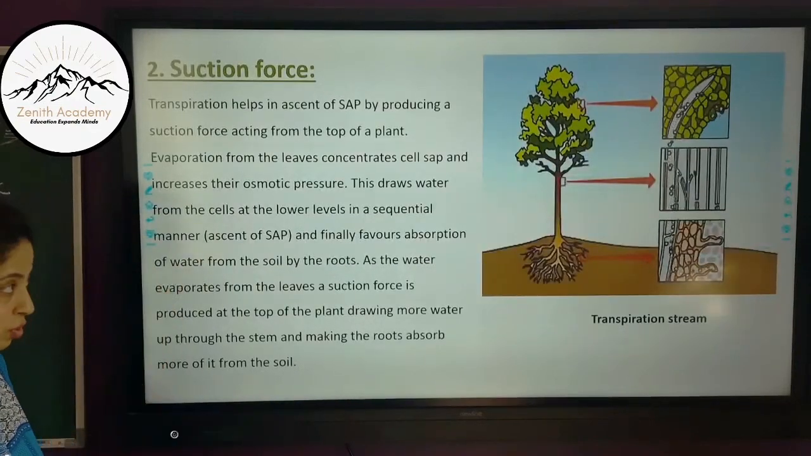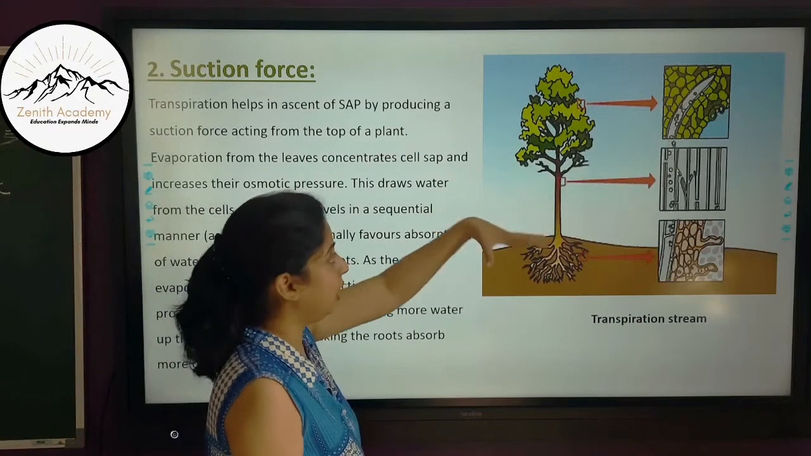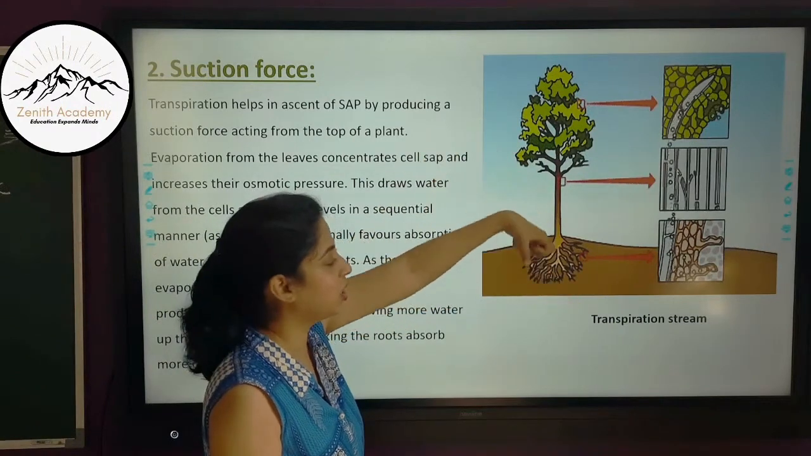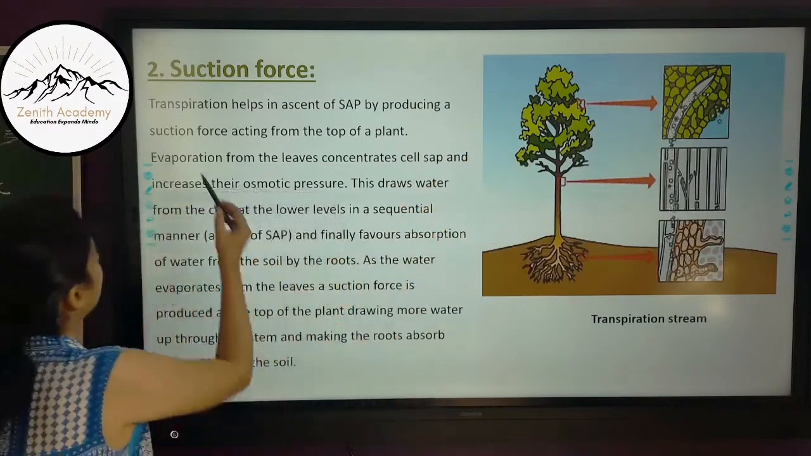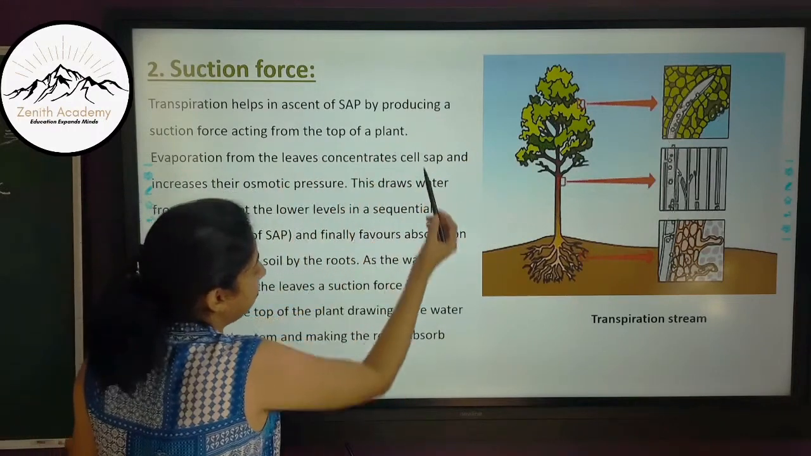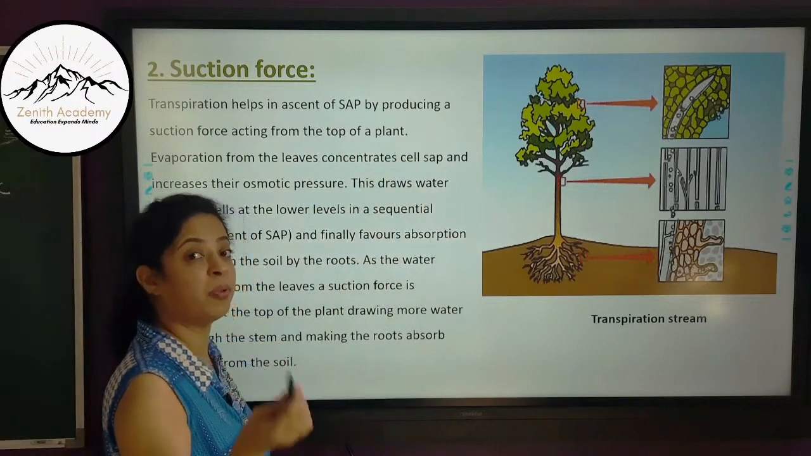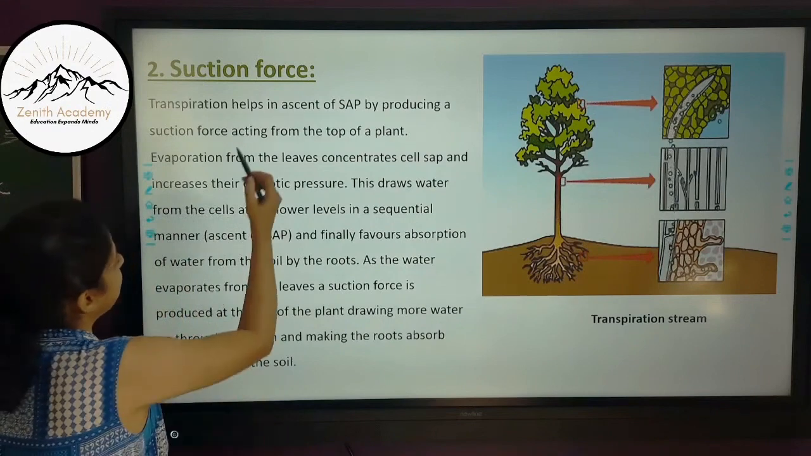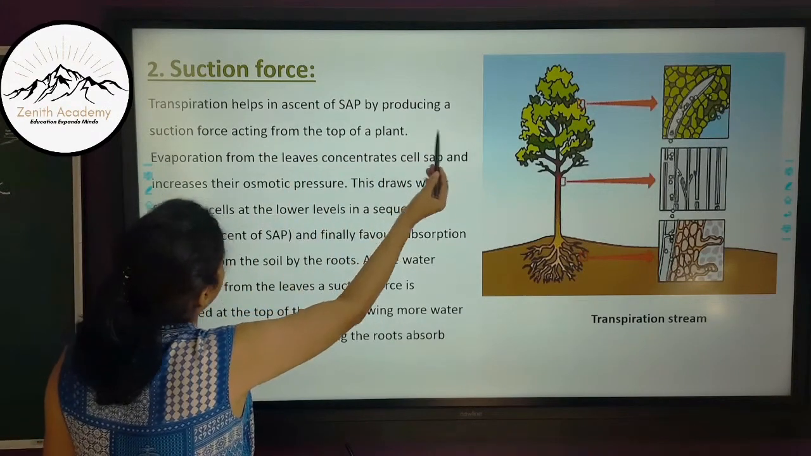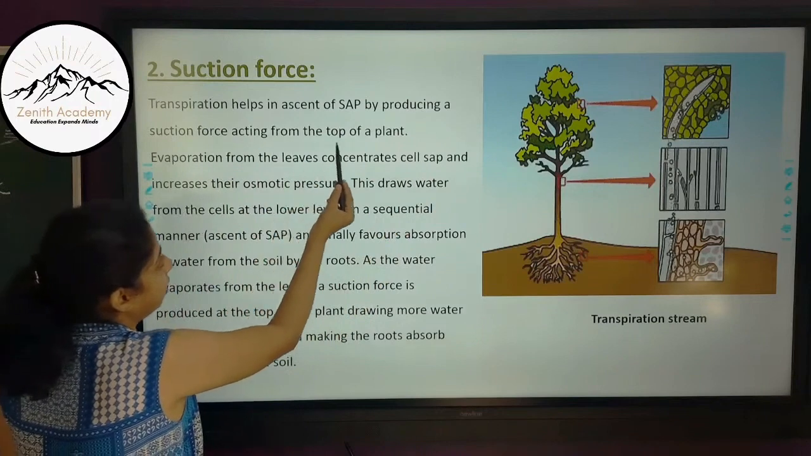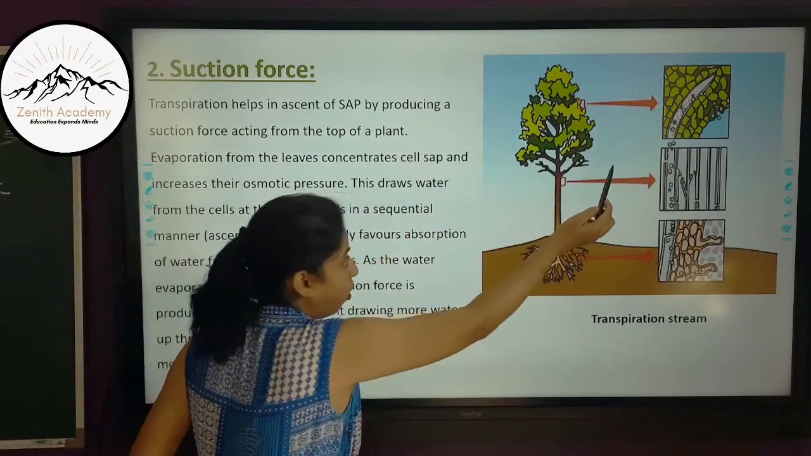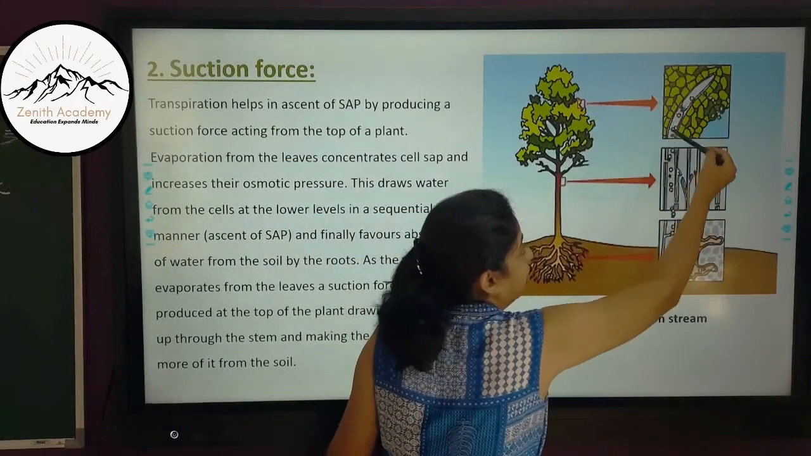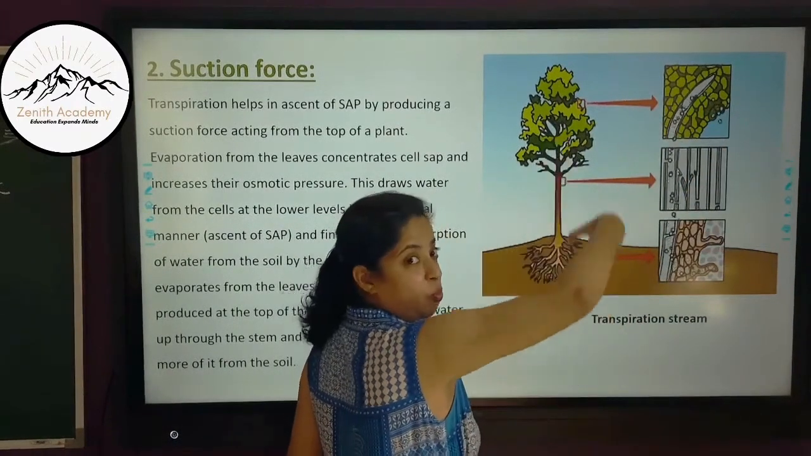Second is suction force. We all know that due to transpiration only the roots are able to suck the water. So transpiration helps in ascent of sap. We all have studied the ascent of sap in our previous chapter, the absorption by roots. There we have studied that transpiration helps in ascent of sap by producing a suction force acting from the top of the plant. So here in top of the plant you can see there is transpiration happening. So there is partial vacuum created, because of that it sucks more water.